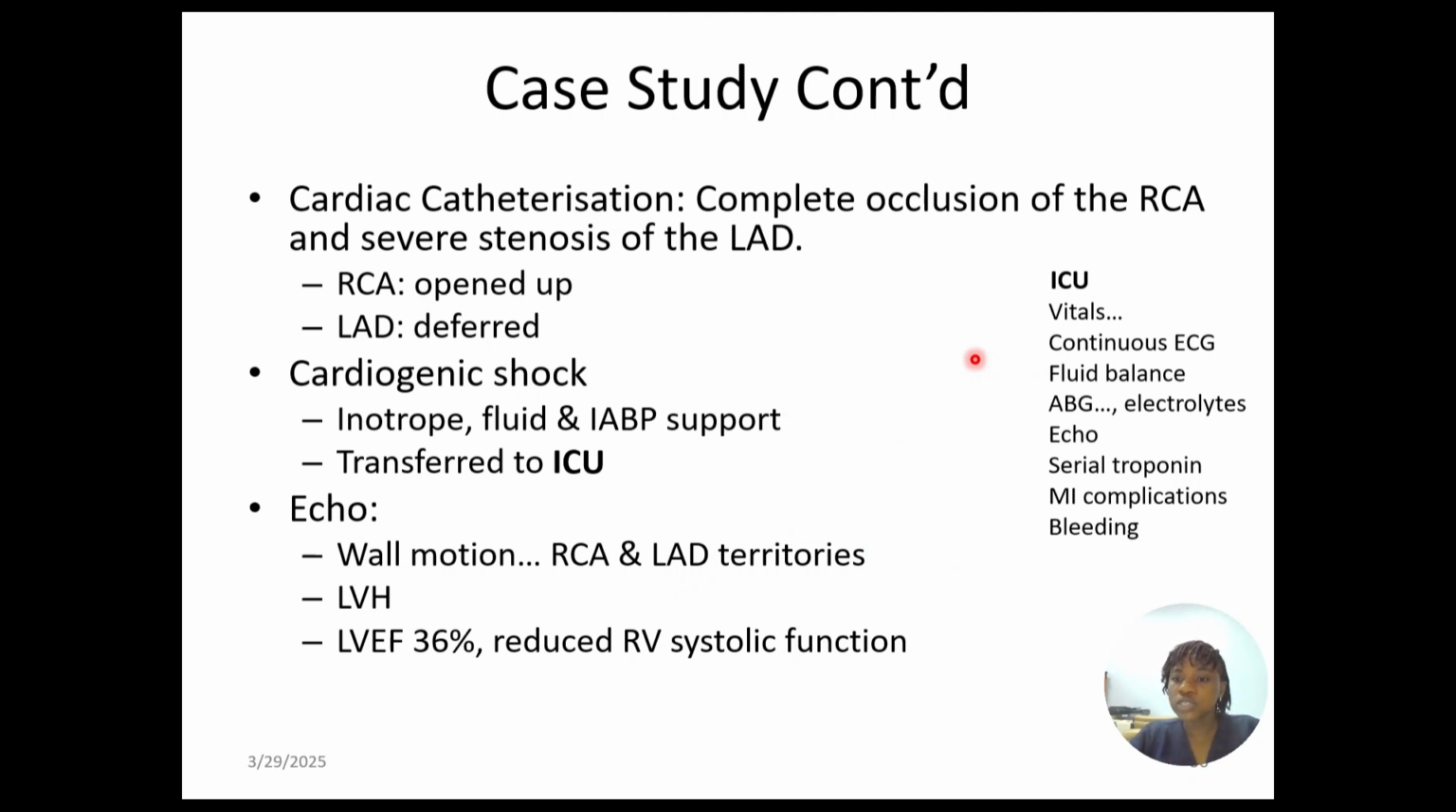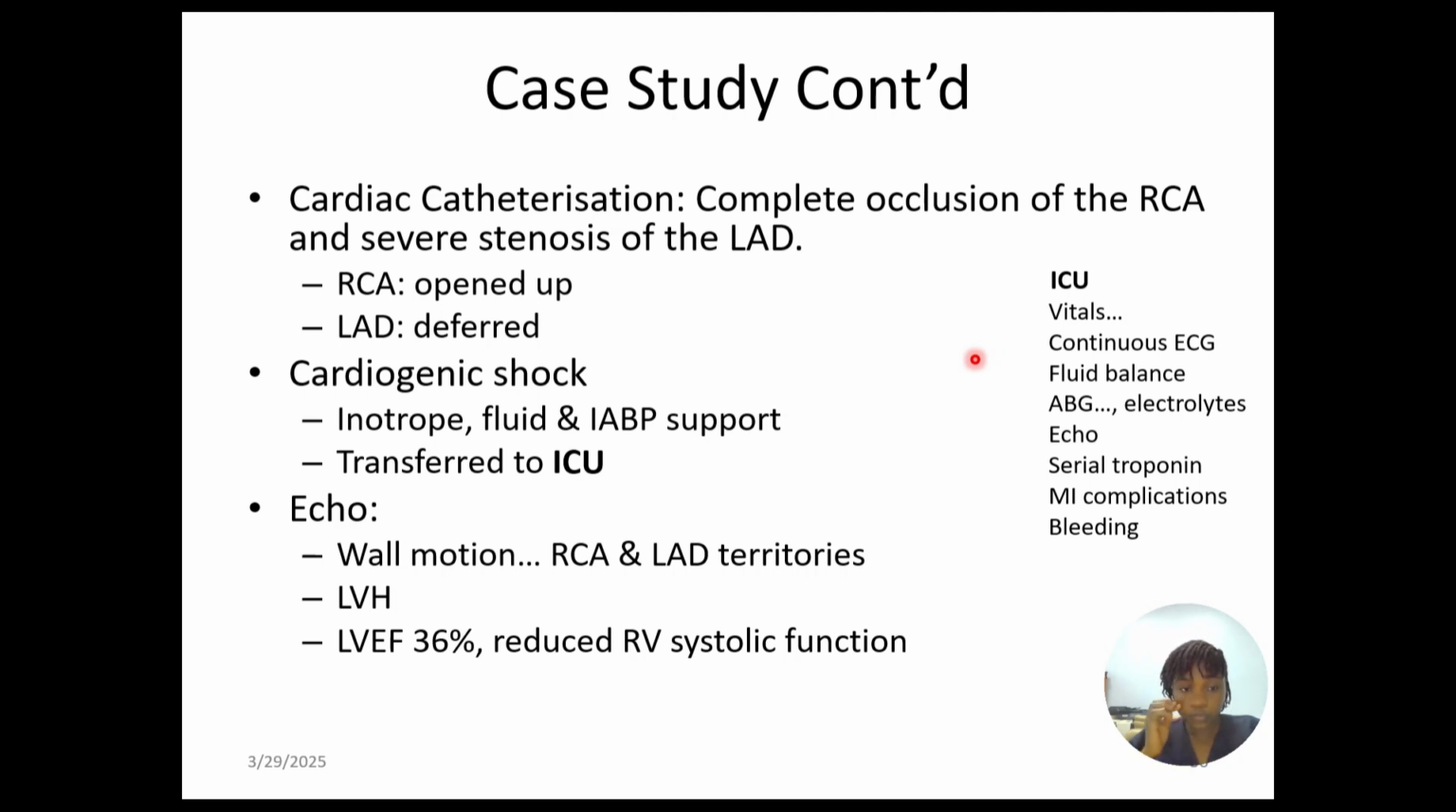He also had continuous ECG monitoring. Fluid balance was monitored. He had an arterial blood gas check, which showed mild metabolic acidosis. He also had electrolytes checked.